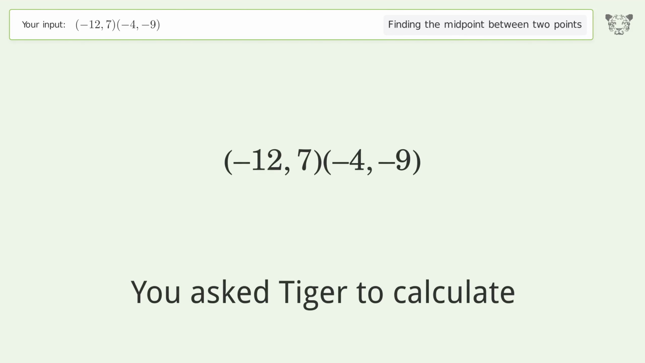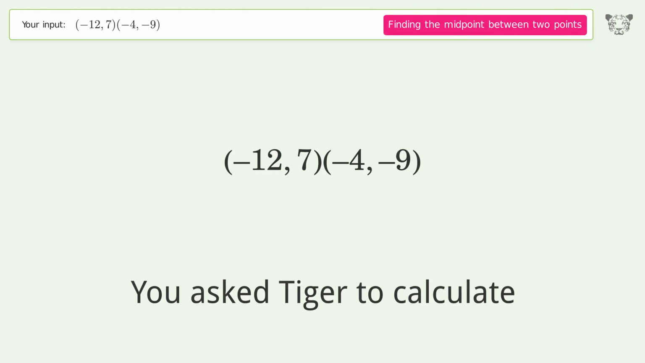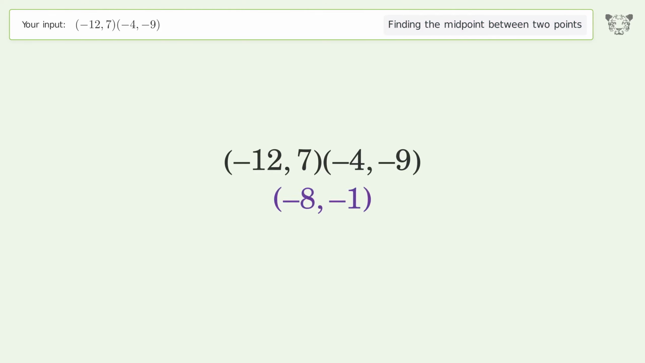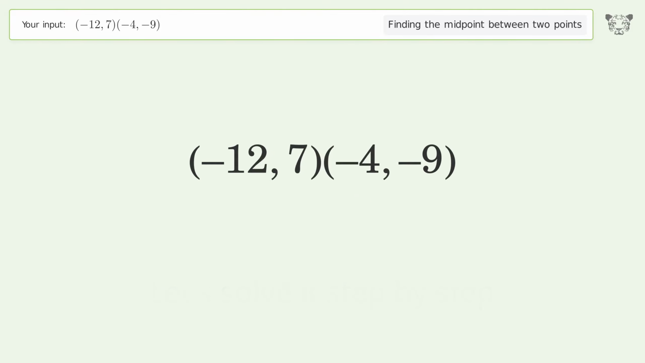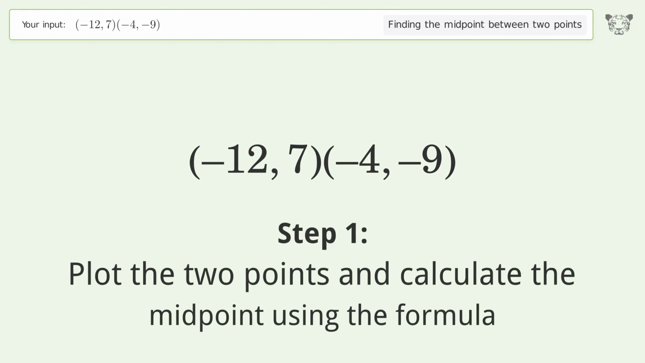You ask Tiger to calculate. This deals with finding the midpoint between 2 points. The midpoint between the 2 points is -8, -1. Let's solve it step by step. Plot the 2 points and calculate the midpoint using the formula.